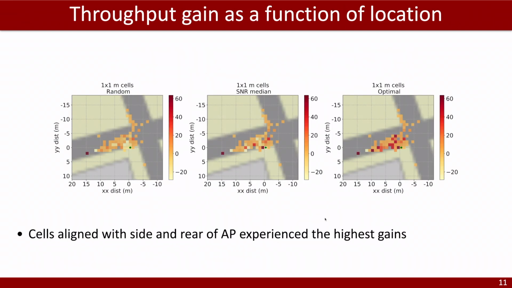These heat maps show the throughput gain resulting from the three different sector selection strategies for each individual cell. It's interesting to note that cells aligned with the side and the rear of the access point experience the highest gains. We can also observe that communication towards the east was difficult. We suspect this to be related to the site's elevation profile.